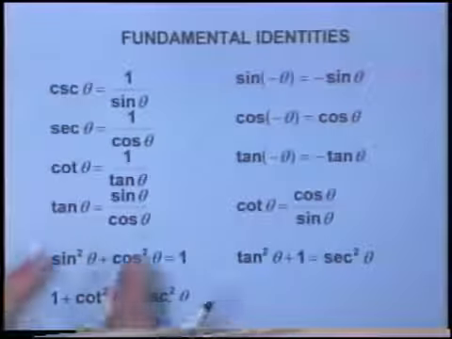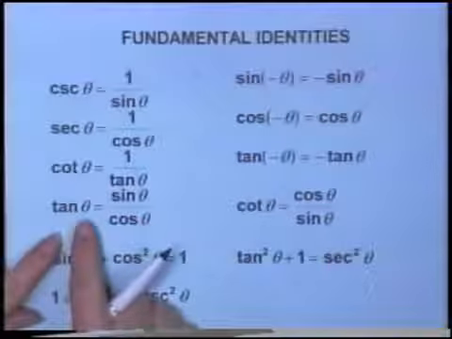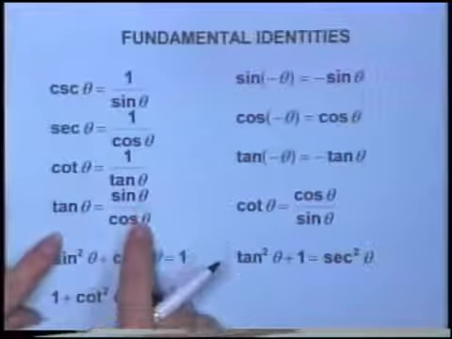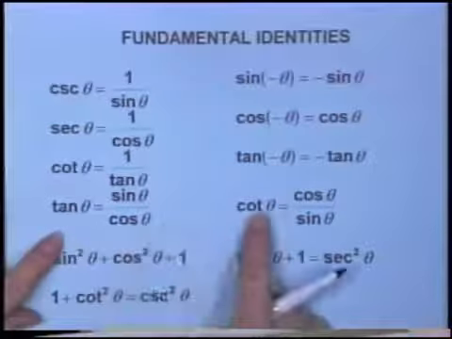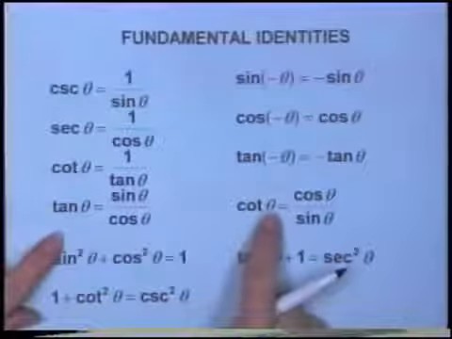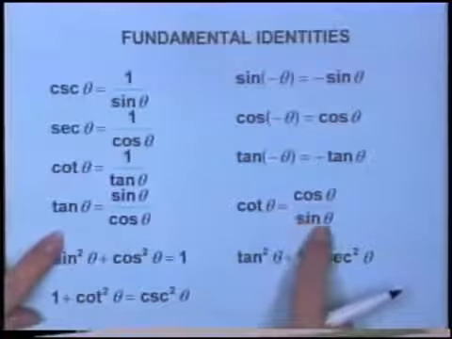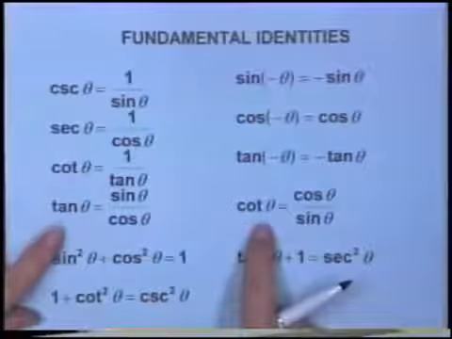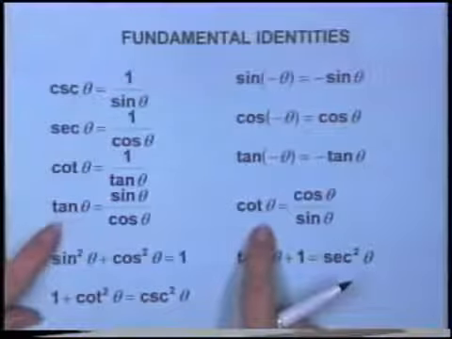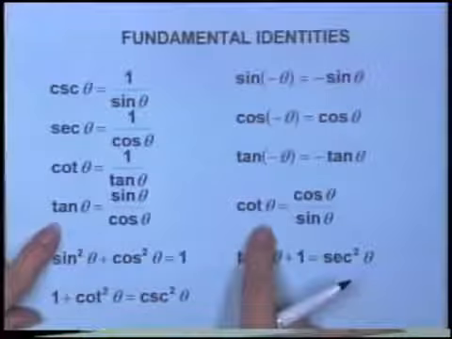We also have the quotient identity, tangent theta equals sine theta over cosine theta, and of course the companion quotient identity here, cotangent theta equals cosine theta over sine theta. It's been my experience that most students also remember these two quite well.